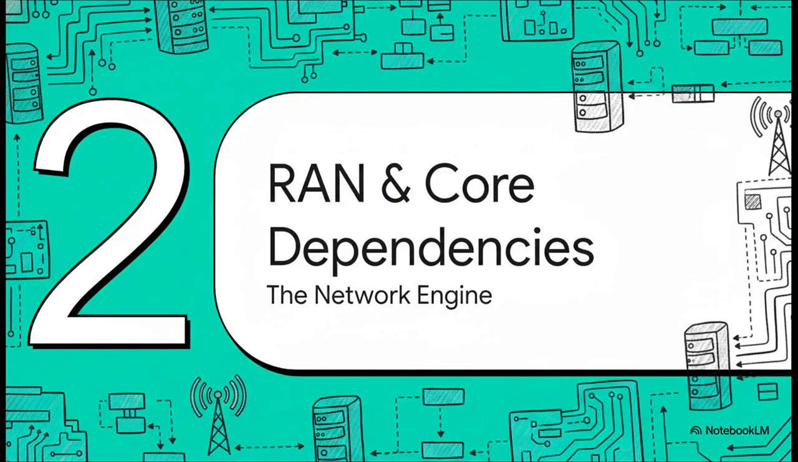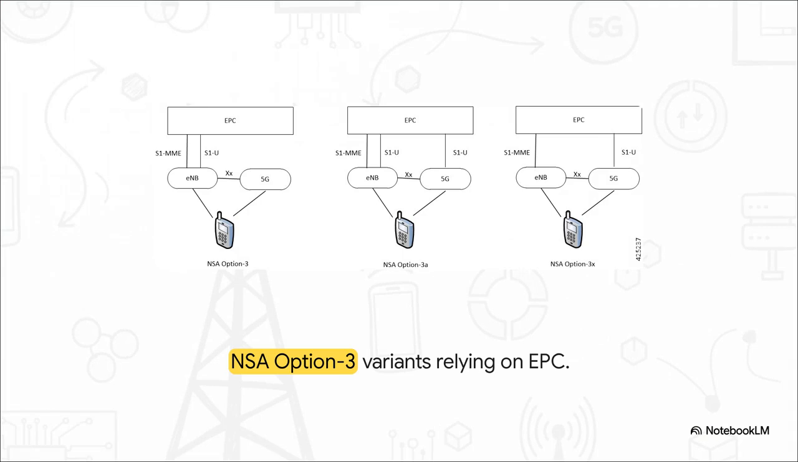Moving on to Section 2, RAN and core dependencies, the network engine. Okay. Check this out. In NSA modes, your data is routing right through the legacy 4G evolved packet core, the EPC. The radio access network architecture here is using a master eNB, that's your 4G LTE base station, paired with a secondary gNB, which is the 5G base station. They connect to each other via the X2 or Xn interfaces, depending on your specific deployment. Basically, the EPC acts as your anchor. The 4G node handles all the control plane signaling, while the 5G node steps in to do the heavy lifting for the user plane data.